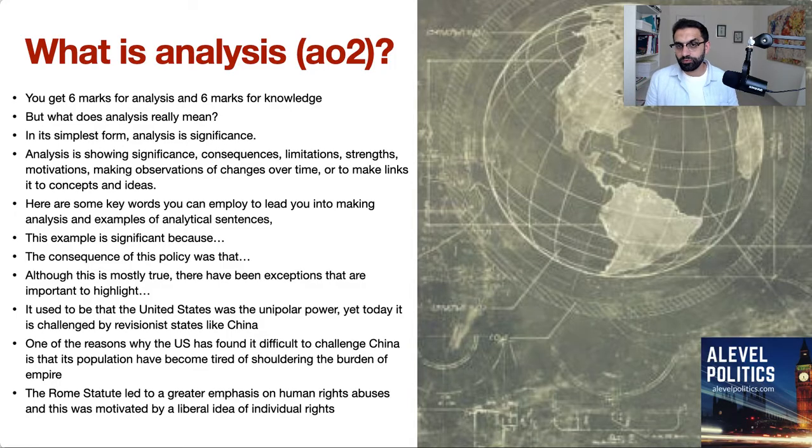So one of the simplest forms of analysis is significance, showing the significance of a point you're making or an example you've just given. So for example, you can say the Ukraine war is significant because it has unified a fractious European and American alliance and given NATO a purpose after years of decline. That's analysis, because that's showing your view towards an example. Your analysis, in other words, you're showing the significance you are attaching to an example or to a point that you're making.